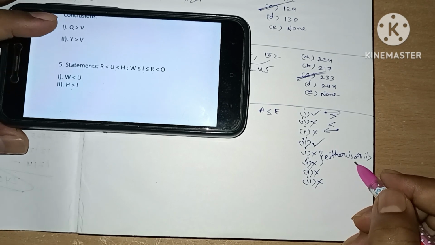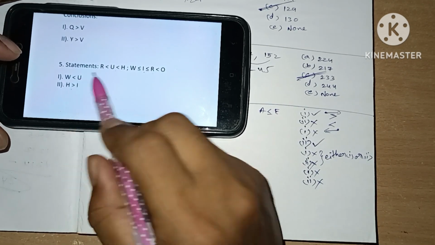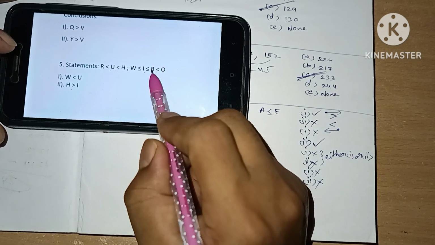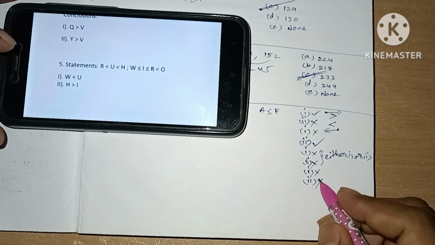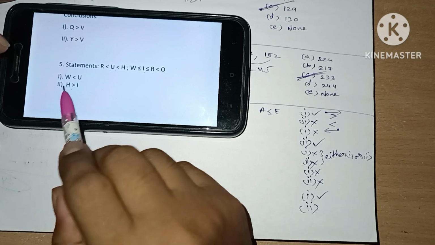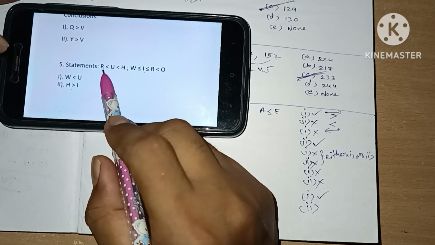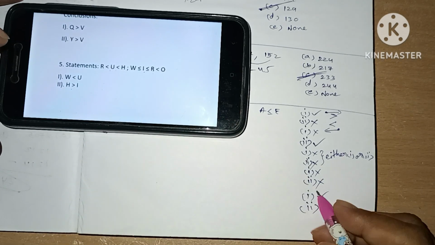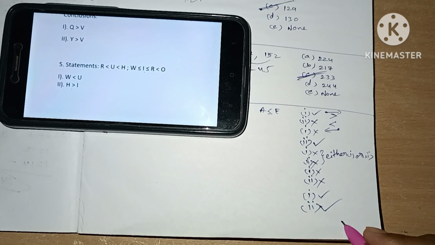Next, fifth question, the flow from U to W. From U we can reach to R. From R we can reach to W. So first conclusion will be true. Second conclusion, the flow from H to I. From H we can reach to U and R. From R we can reach to I. So second conclusion is also true.